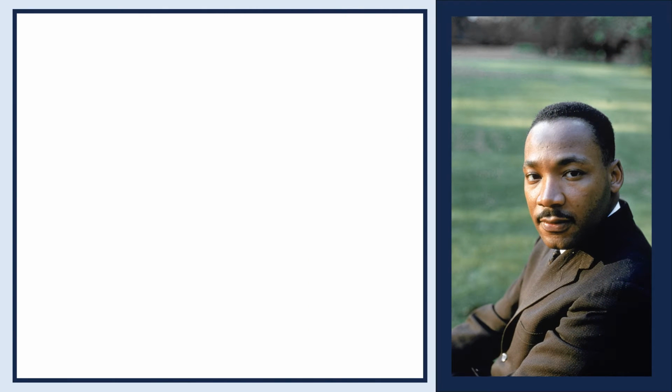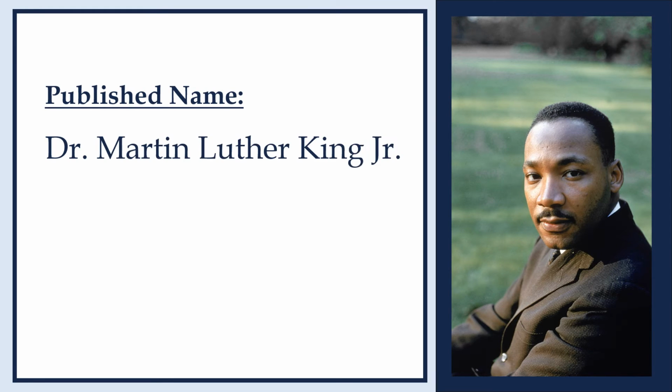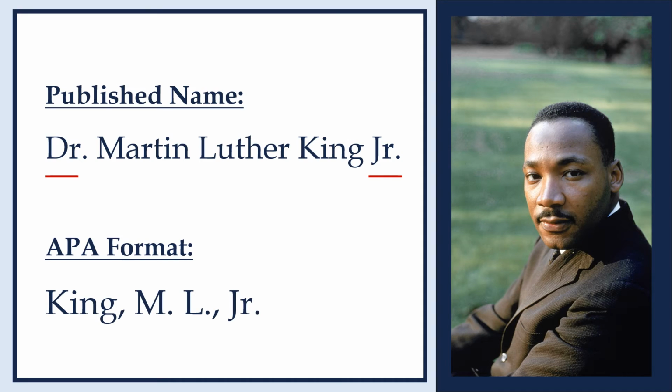If you have analyzed the rhetorical devices in one of Dr. Martin Luther King's famous speeches, the published name might go as follows, Dr. Martin Luther King Jr. In this case, we have both the title, doctor, and the suffix junior at play. For the APA formatted version of the name, we'll only include the suffix: King, comma, M. L., comma, Jr.